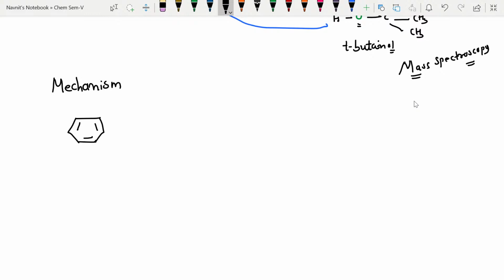Mechanism of the reaction. So this is a tertiary butyl benzoate. We are talking about acid catalyzed hydrolysis. So the reaction is first carried out in presence of acid.